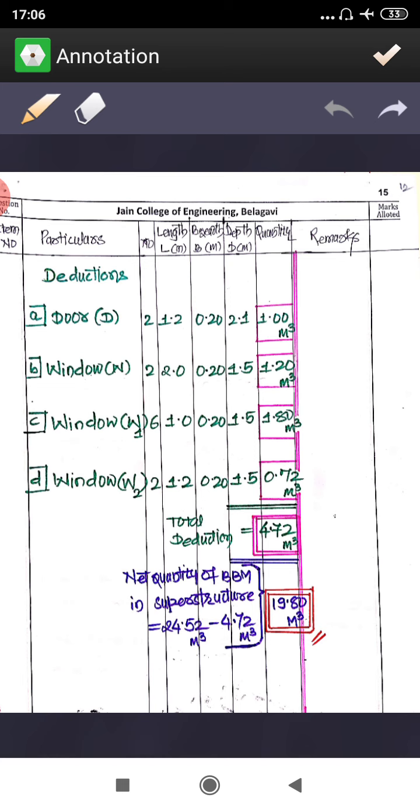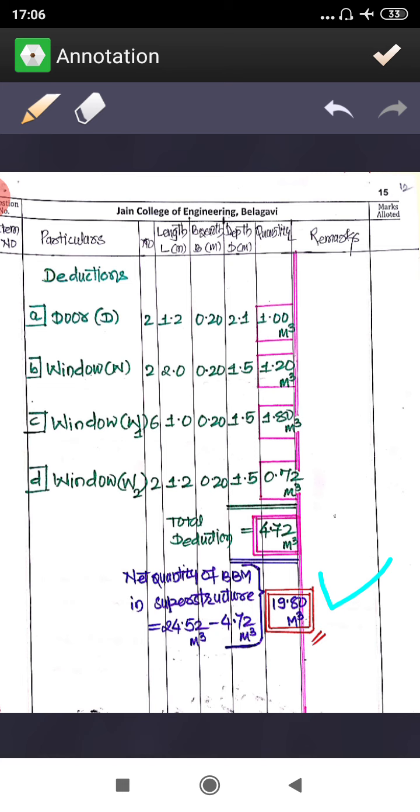Now the net quantity of BBM is 24.52 minus 4.72, so it is going to be 19.80 meter cube. If you cross verify, all these quantities are the same as those of the center line method we solved in the previous class. We have solved the same problem by long wall, short wall, as well as by the center line. So many problems we have solved, almost 6 problems on the building.